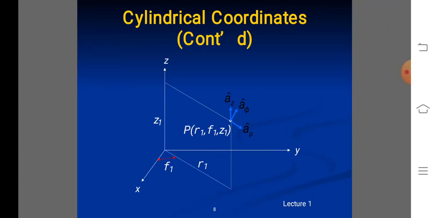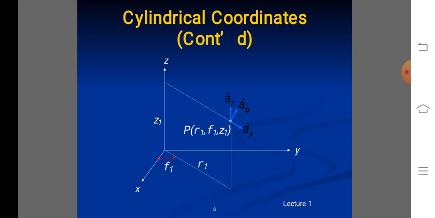This cylindrical coordinate system is represented in a graphical pattern. The figure shows a point P in cylindrical coordinates represented as rho, phi, z, where rho is the radius of the cylinder passing through P, or the radial distance from the z-axis. Phi is called the azimuthal angle, measured from the x-axis in the xy plane. Then z is the same as in the Cartesian system.